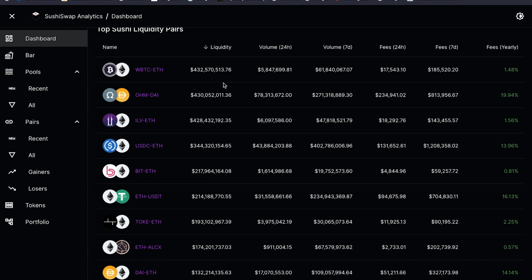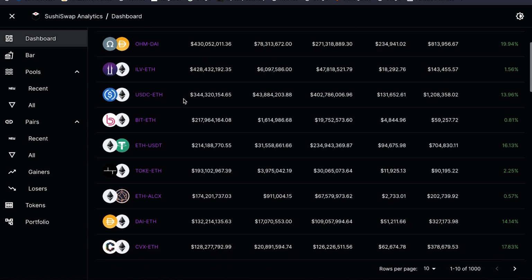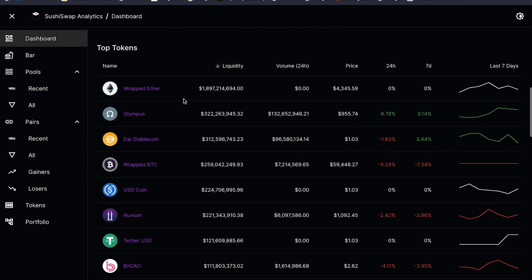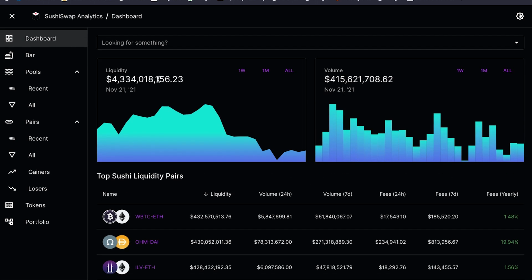So as we can see in the wrapped Bitcoin Ethereum pair, it has $432 million in liquidity. So that's how much is locked up between these two pairs. And then you have Ohm and DAI. I love Olympus DAO. They do a lot of really cool stuff. We're going to get into them in a later episode. And these are a couple other pairs that exist out there. These are some really big tokens. So yeah, this is kind of how these liquidity pairs work. These are some really big ones.